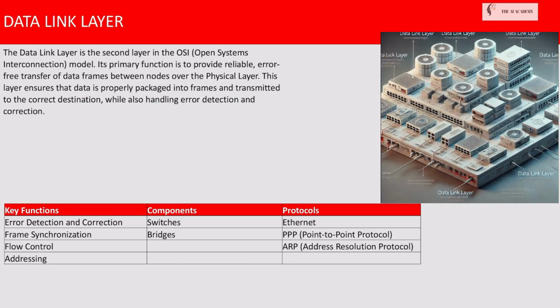The data link layer is the second layer in the OSI model. Its primary function is to provide reliable, error-free transfer of data frames between nodes over the physical layer.